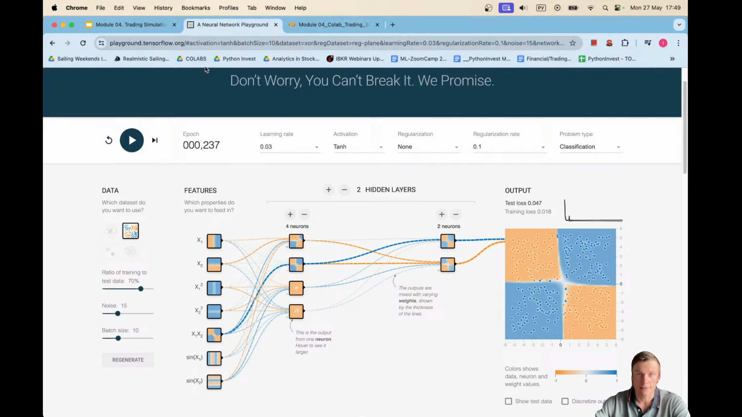So let's check what we have on this playground. For example, we have a simple problem with only two features, x1 and x2, and these features are between -6 and +6. This is the output. And there are some generated features like x1 squared, x2 squared, x1 multiplied by x2, sine x1, sine x2. It's very similar to what we did, and from two features now we have 7 features.